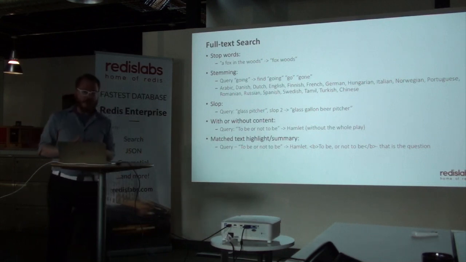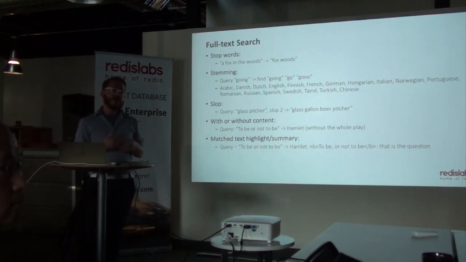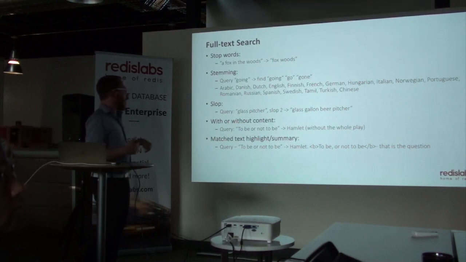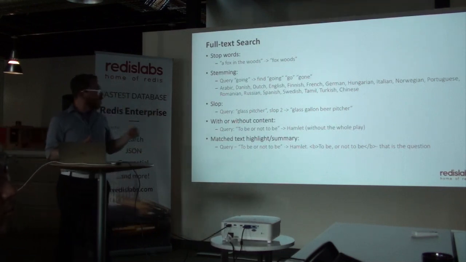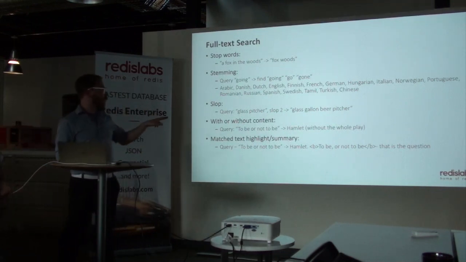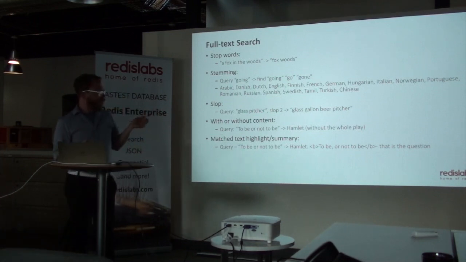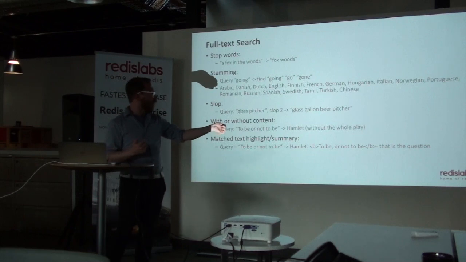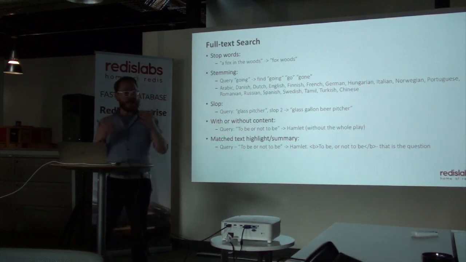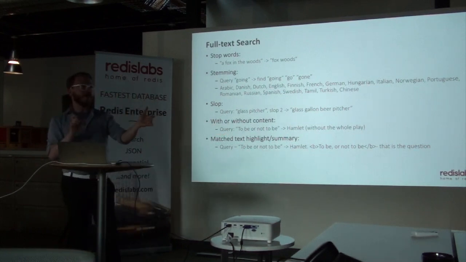Then we can also do things like return just the particular parts that we want. Same idea, if you're searching for "to be or not to be", we can highlight Hamlet, and in this case we're putting a bold HTML tag around only the phrase that we searched for, so you can find it, and it's only returning part of the play, right? If you're looking through Shakespeare's full works.